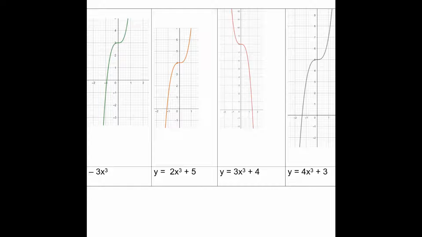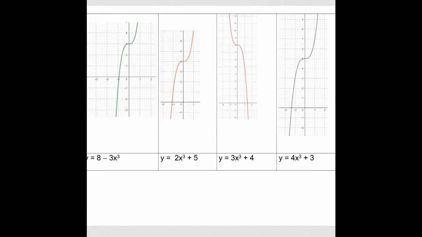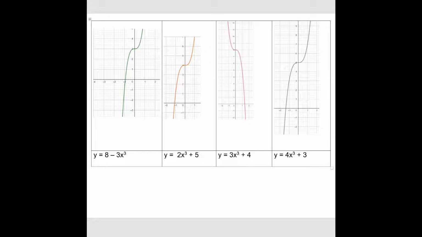Here are some questions for you to try. I'd like you to match the pictures of the graphs with the equations on the bottom row. Please pause the video now and have a go, and when you're ready for the answers, press play.